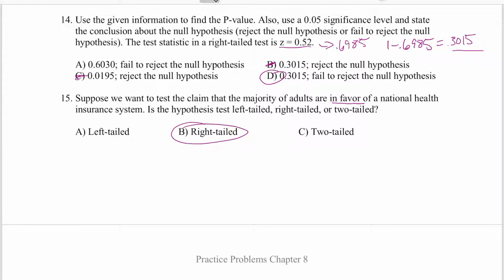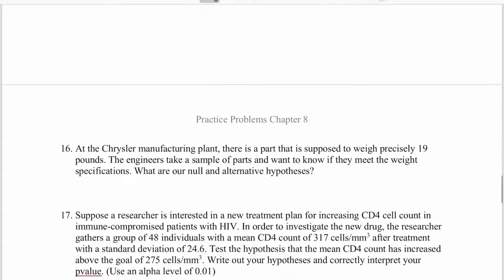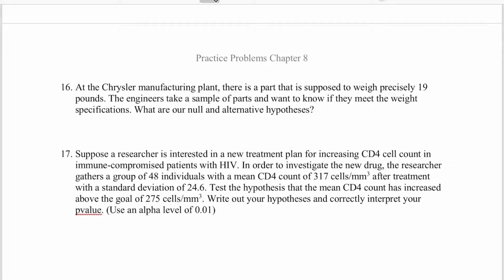Left-tailed would be something like "not in favor of," "less than," all those words that point you to the left-tailed version of the test, that they're less than the majority, or you want to lose weight, something along those lines. Two-tailed is going to state something where you just want to test the claim, but you're not really sure if it's going to be higher or lower. There are no words to give you a direction, so that would be a two-tailed. But "in favor of" is more of a positive word, and that's going to lead us to a right-tailed answer.